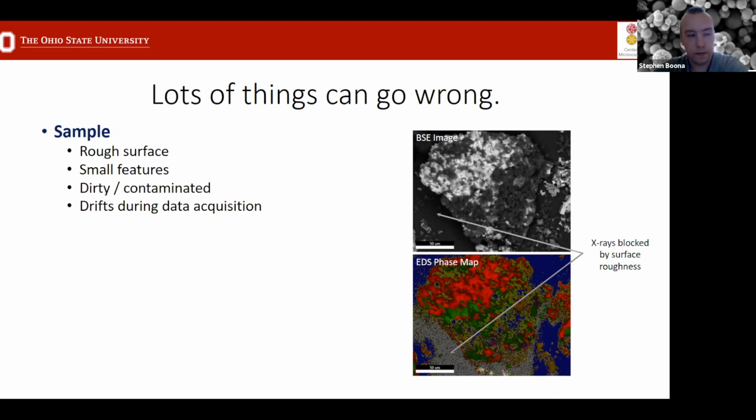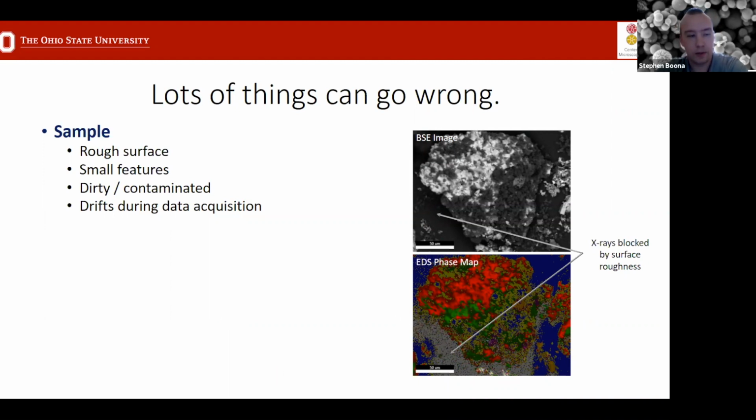In particular, rough surfaces can be problematic. This example shows an especially large feature on the surface, which is actually blocking X-rays from this region and preventing them from reaching the X-ray detector. So when you look at the phase map, you don't even have any signal really from this part of the sample, although we know or can infer from this backscatter image that it's likely the same type of material, but we cannot say really anything about it because of how rough the surface is.